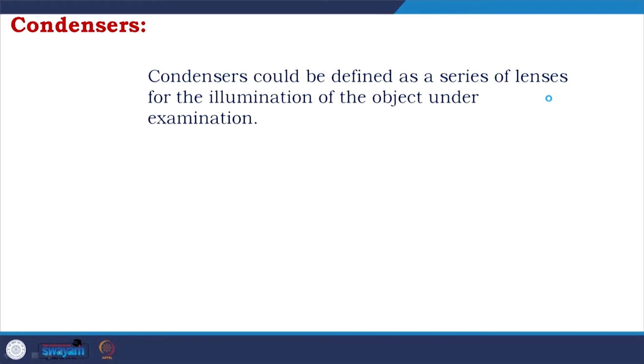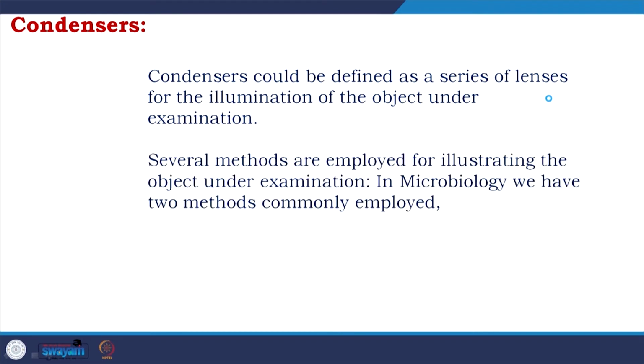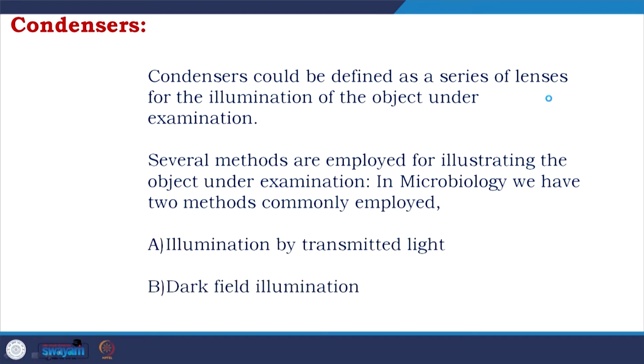Coming to another thing which is called condensers. The condensers could be defined as a series of lenses for the illumination of the object under examination. Several methods are employed for illuminating the object under examination. In microbiology, we have two methods commonly employed: one, illumination by transmitted light, and dark field illumination. We will talk about them.